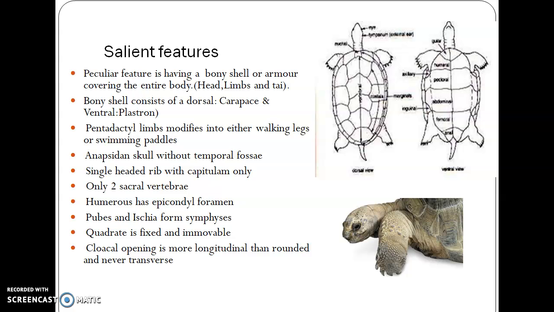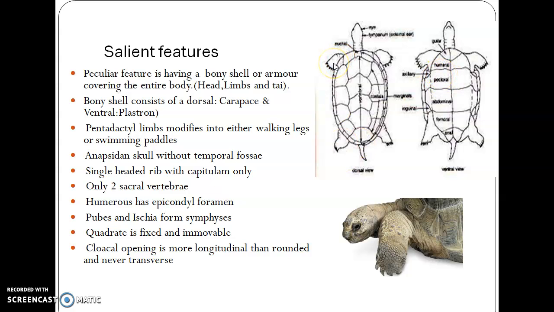If we look through its anatomy, we can see that the bony shell has a dorsal ridged part and a ventral part. The dorsal part is called the carapace. Here you can see that this is the carapace, and the ventral portion is called the plastron. This is the ventral region. In the ventral region also you can see a slightly bony-like structure that is called the plastron.